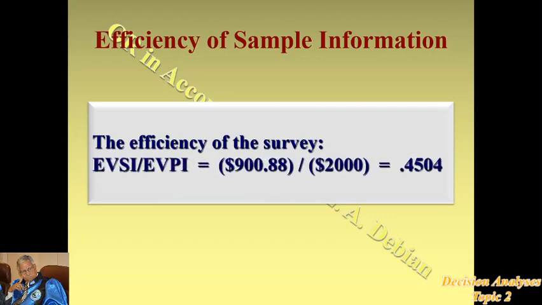Efficiency of sample information: we can get it by dividing the $900.88 by the $2,000 expected value of perfect information. The efficiency of sample information is 0.4504, 45%.